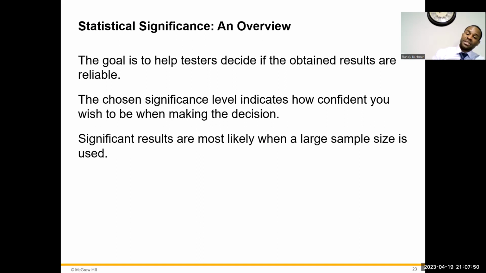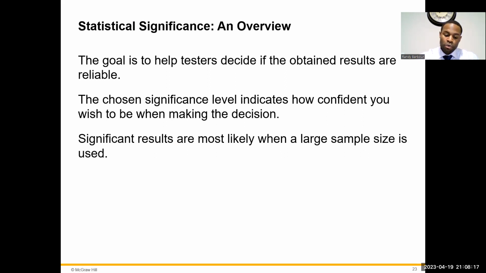I'm at a 5% significance level. When that difference is really rare and exceeds that 5%, say it's 3%, then I'm really confident that the results I obtain are reliable, right? And so when I get significant results, those are more likely to happen when I have a really large sample size, okay?